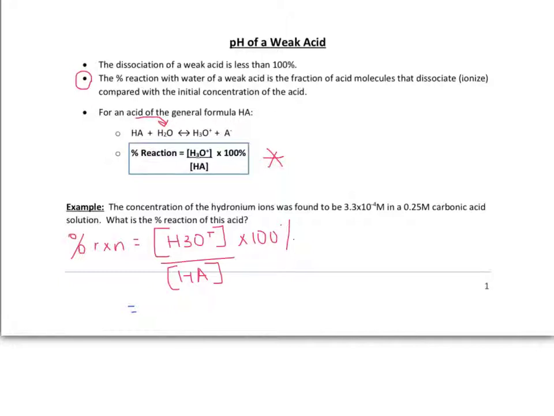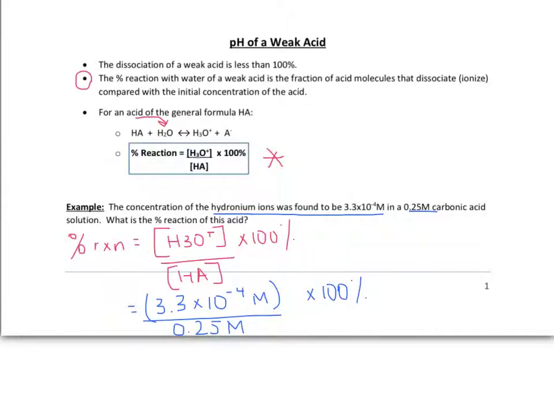Therefore, percent reaction is the hydronium ion, and we are told that the hydronium ions were found to be 3.3 times 10 to the negative 4 molar. So we have 3.3 times 10 to the negative 4 molar over the acid, which we were told was 0.25 molar, times 100%. Notice here that we have molar over molar, so those units will cancel to leave us with just percent, and this would be 0.13%.